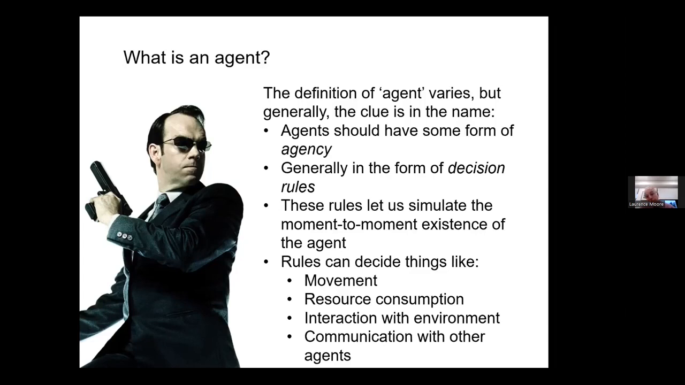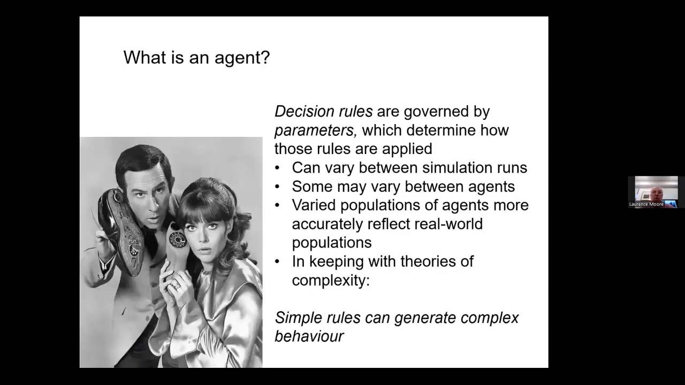And rules can decide whether the agent moves, whether the agent decides to make a particular kind of behavioral decision, which might involve consuming resources. It might change the way in which the agent relates to the environment and how it communicates with other agents. And these decision rules are governed by parameters, and they determine how we model the behavior of the agent, how it changes over time as the agents around it change, or the environment within which the agent finds itself at any one particular time changes.